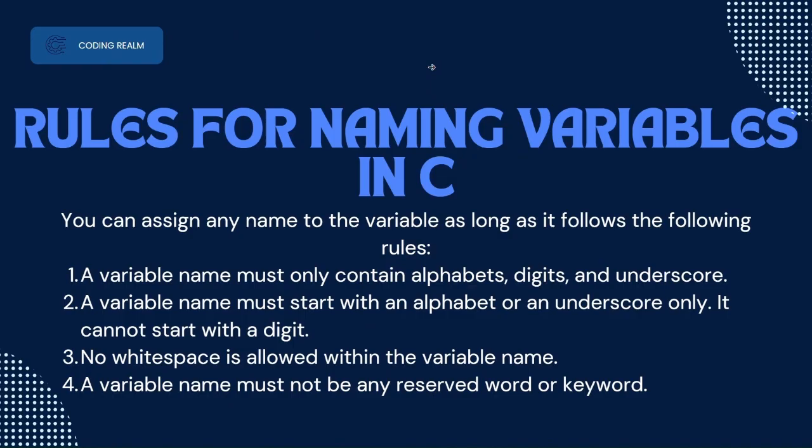Now let's see the rules for naming a variable in C language. You can assign any name to the variable as long as it follows the following rules. 1. A variable name must only contain alphabets, digits, and underscore. 2. A variable name must start with an alphabet or an underscore only. It cannot start with a digit. 3. No white space is allowed within the variable name. And 4. A variable name must not be any reserved word or keyword.